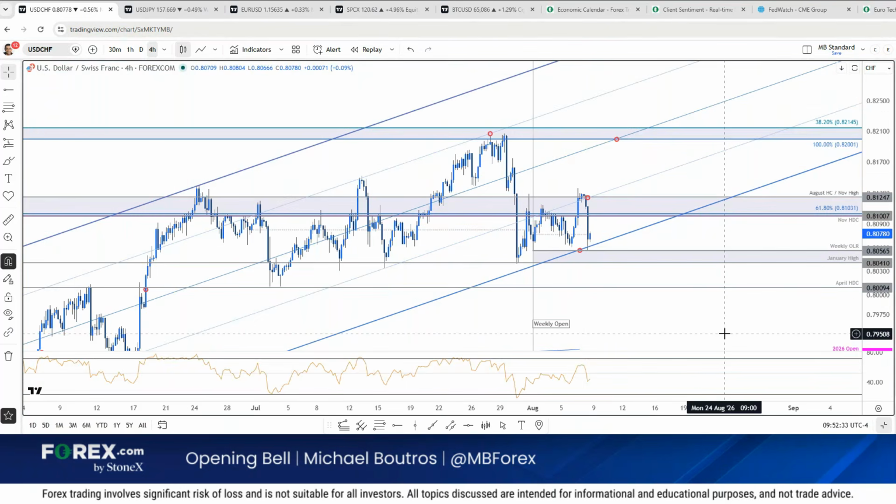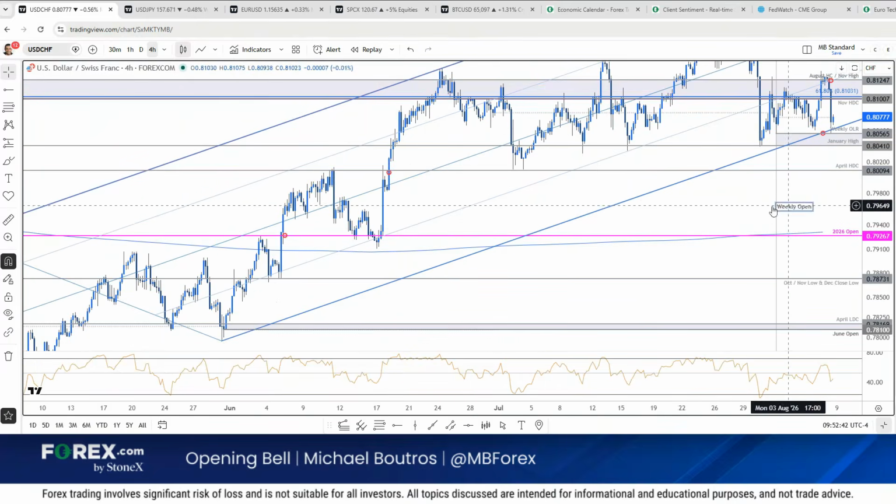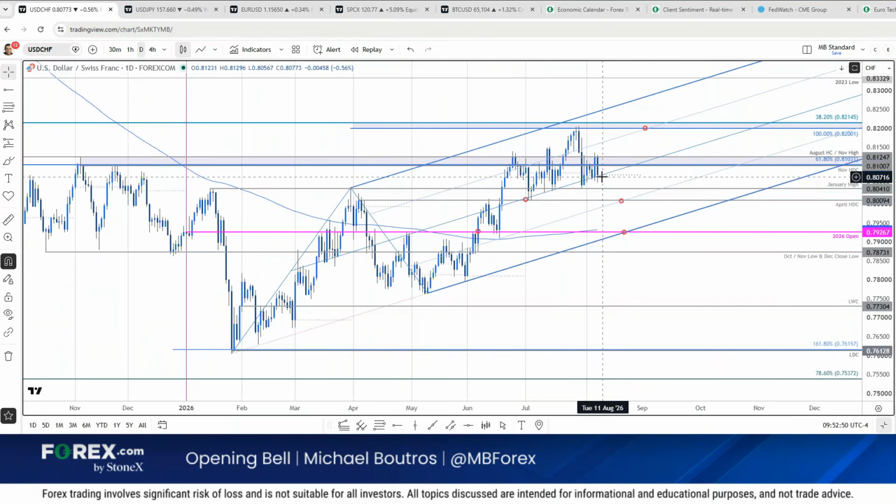A confirmed daily close below 80.41 would validate a break of that uptrend from late May, right? And it would validate a break of the objective weekly opening range, as well as a break below the median line. So 80.41 would open up the potential for the April high day close. That's 80. The key support for the broader yearly uptrend is at the yearly open. That converges on the 200-day moving average. You're talking about 79.31, 79.27.